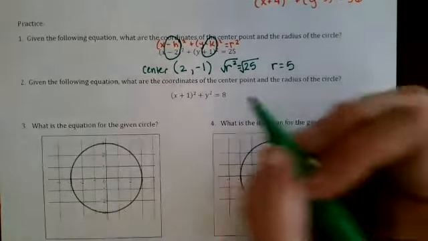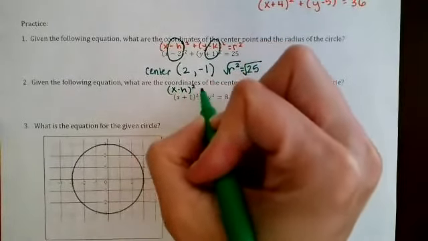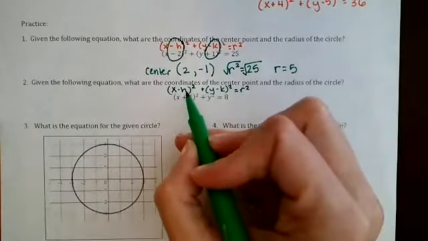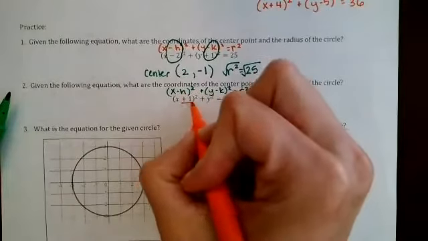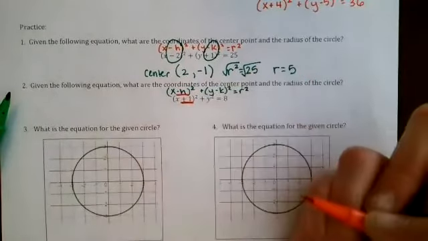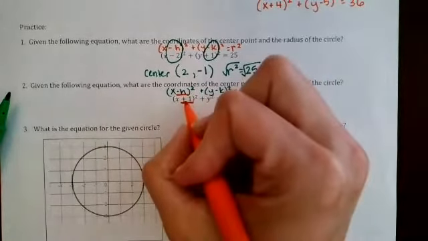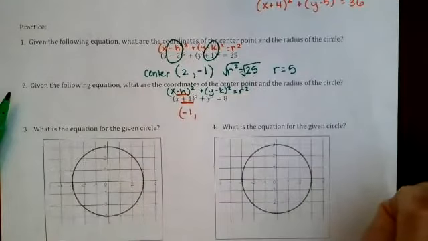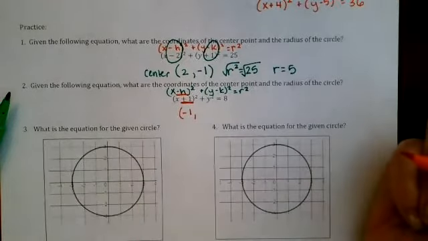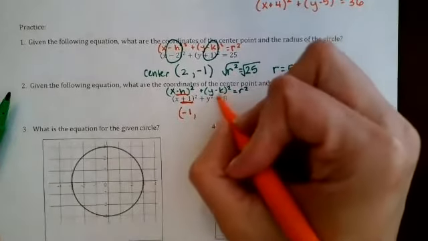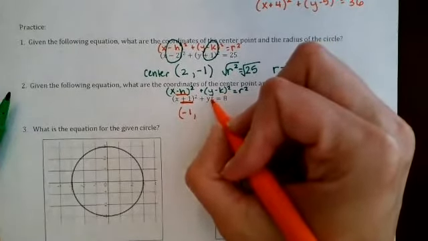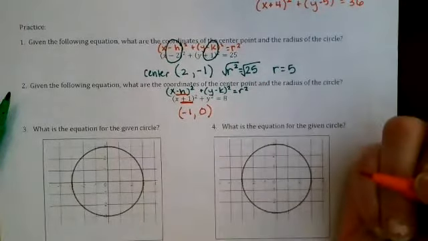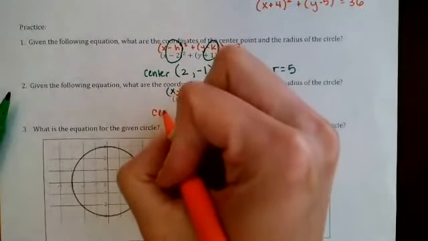Okay, on the next one, if I have (x - h)² + (y - k)² = r², I see how I have plus 1 in the same spot as my minus h. So since the sign is opposite, that tells me I need a negative for my x coordinate. So it's going to be -1. I don't have anything subtracted from my y value or added to my y value. So that means I have a 0 for my y. Okay, so that's my center.